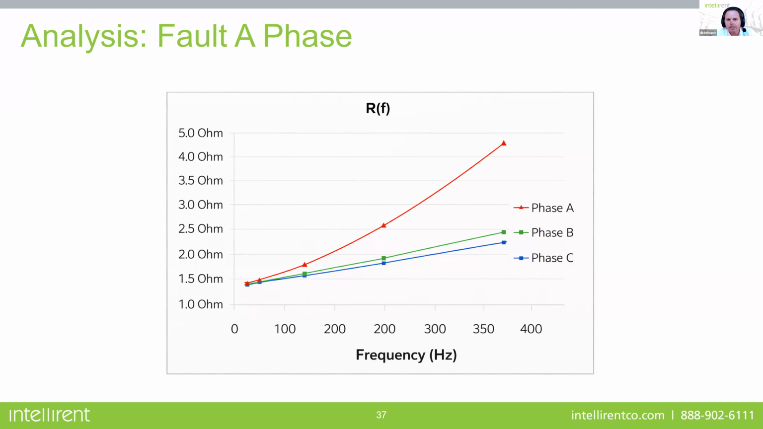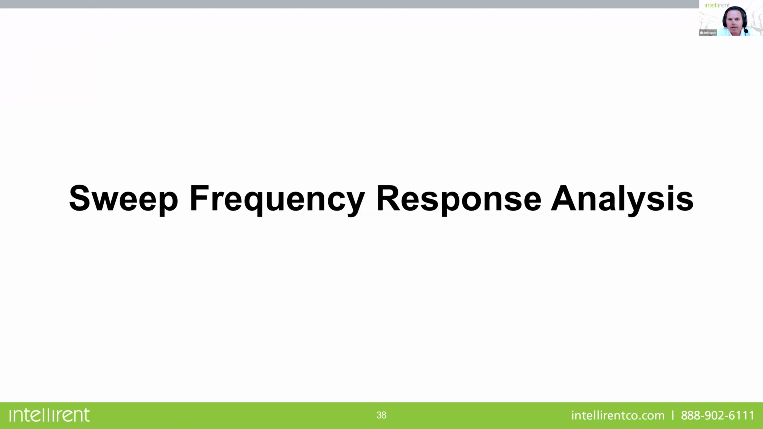I mean, the resistance goes really high as the frequency goes up, so you can kind of identify which phase it's on. So it's really nice. Now the second test, my favorite out of everything, is called sweep frequency response analysis, SFRA. This is the test that looks at literally any mechanical movement, anything that moves in a transformer.